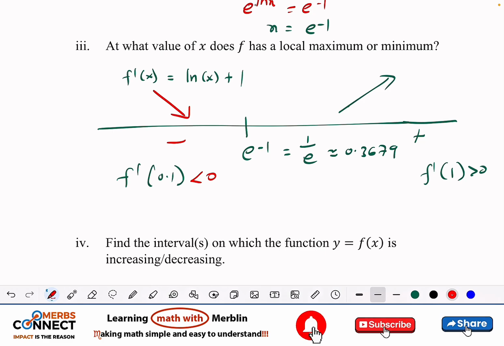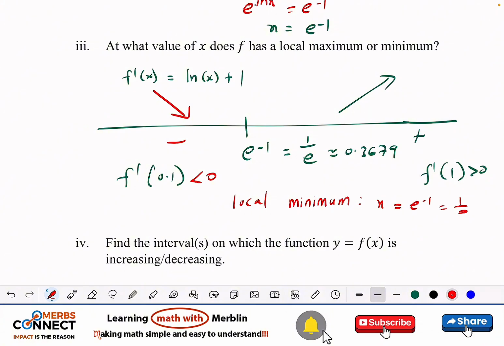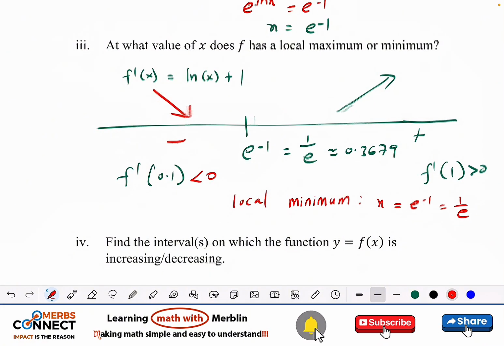So here we have a local minimum at x equal to e to the power minus 1, or 1 over e. So that's what you are going to get from this.